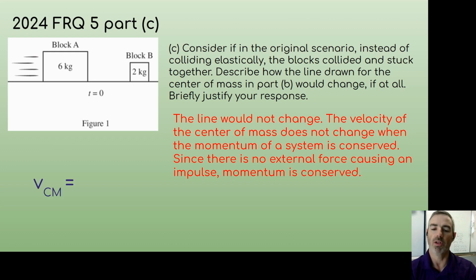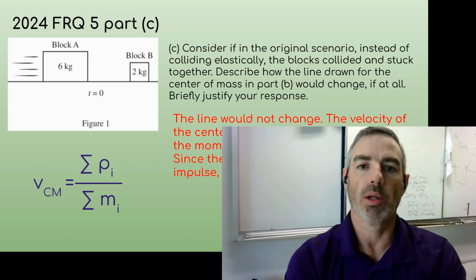A side note: to calculate the velocity of the center of mass, that is equal to the sum of all the individual momenta, divided by the sum of all the individual masses. In this case, the total momentum is always going to equal 12 because there's no external force, and the velocity of block A in the beginning was 2. So 6 times 2 is 12. That's always going to be the momentum, and the mass is always going to be 8. So 12 over 8 gives us 1.5. The velocity of the center of mass is always going to be 1.5 meters per second. So this is AP Physics exam 2024 FRQ number 5.